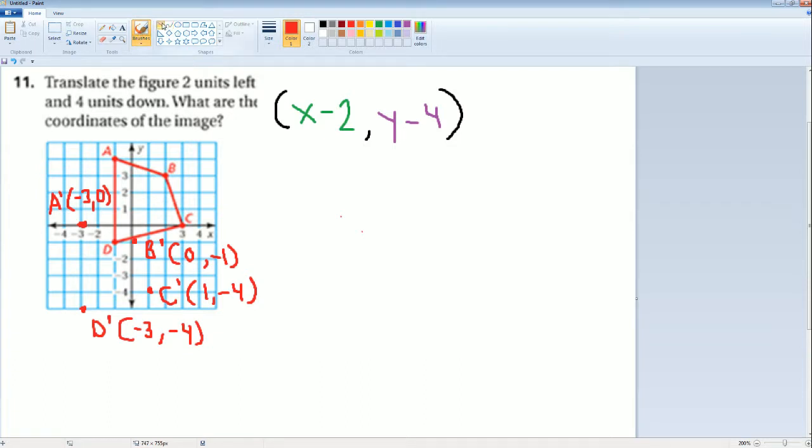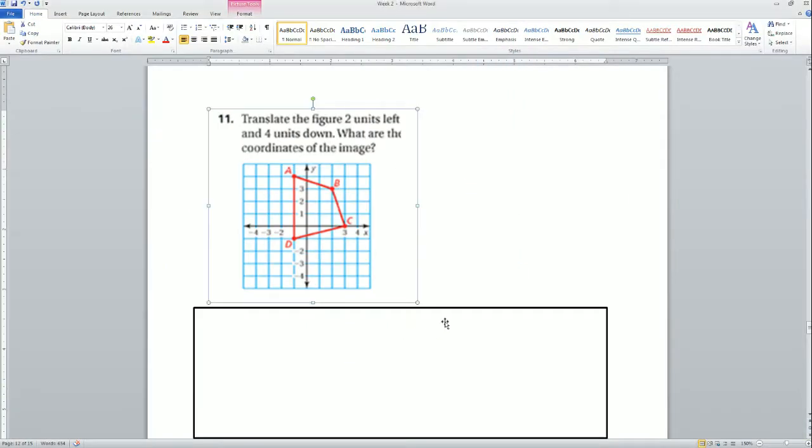Perfect. And let me just connect it. Let me make the new object brown so you could see it much better. Good. There you go. So that's that new object. The red is the pre-image and the brown shape is the image afterwards.